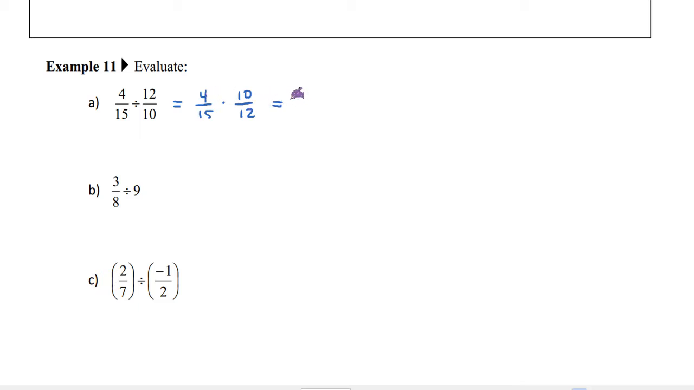And now we could just do this multiplication. So 4 times 10 over 15 times 12. Now, you could do this multiplication out, but we could also reduce this before we do the multiplication.